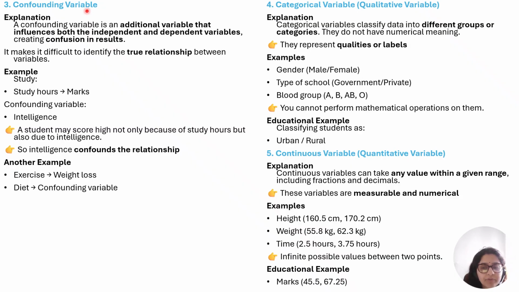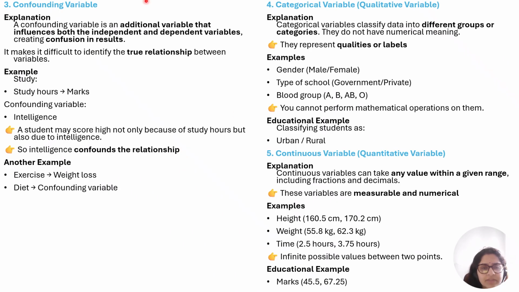Then the next type of variable is confounding variables. A confounding variable is an additional variable that influences both the independent and dependent variable, creating confusion in the results. Confounding means confusion: the variables that create confusion in the results. These confounding variables make it difficult to identify the true relationship between variables.